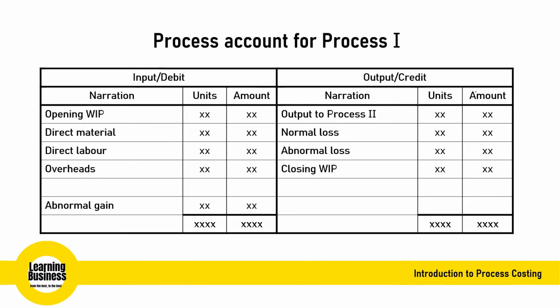So this is how the process account would look. In an initial process, you will have opening work in progress, direct material, labor and overhead and so forth on your input side. On the output side, you would have the output of that process. So if this is the only process, the output will be the final output. But here there is a subsequent process, so the output is specified as output to process 2. So this becomes the input to the process 2 account.